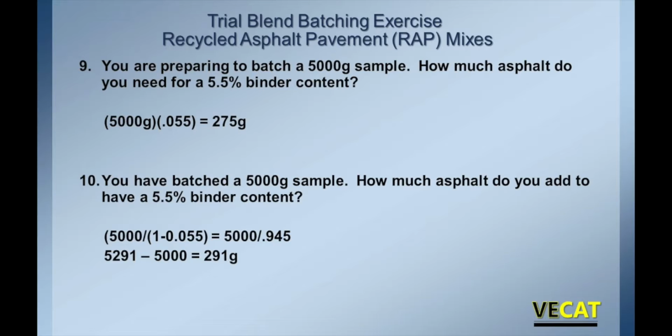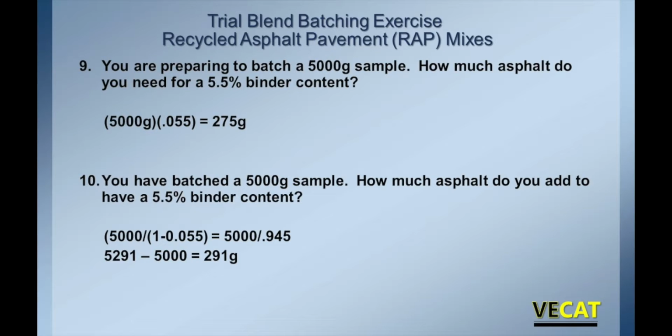So this first question is, you're preparing to batch a 5,000 gram sample. How much asphalt do you need for 5.5% binder content? Well, this is sort of like the virgin asphalt sample when we did the batching. We know that we're going to have a total of 5,000 grams. We're preparing to batch that, and it's a very straightforward calculation. We're going to take 5,000 grams and multiply it by 5.5%, or 0.055, for 275 grams.